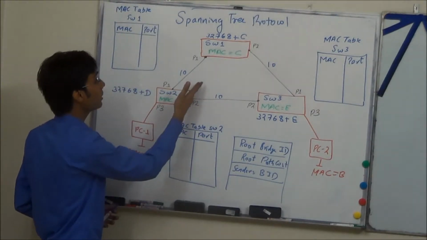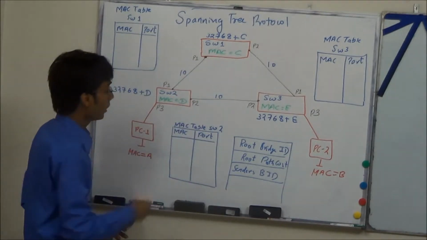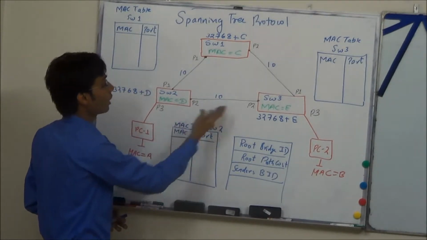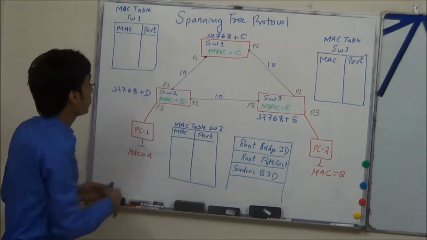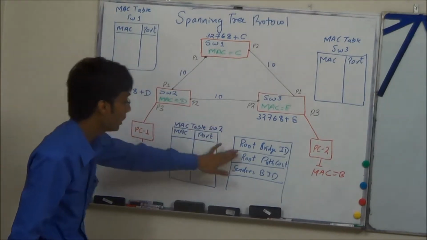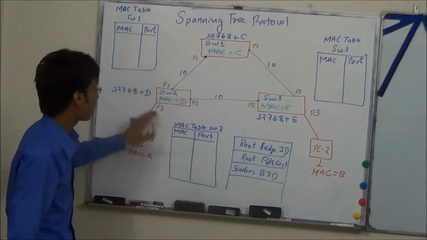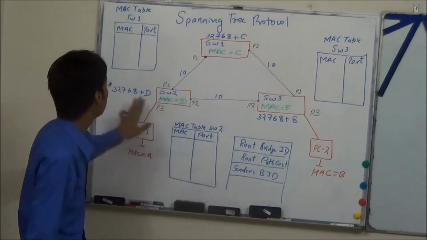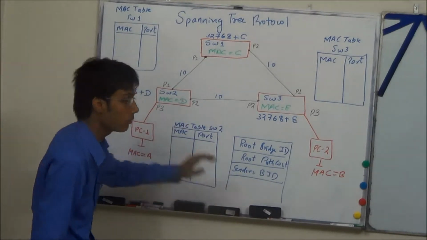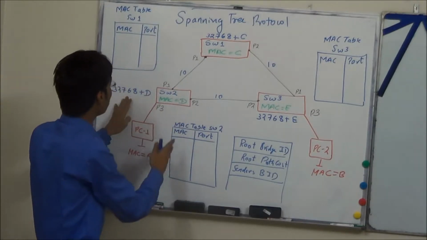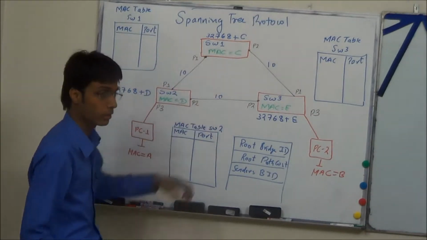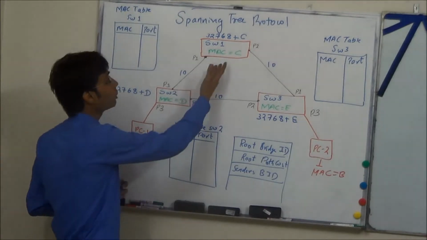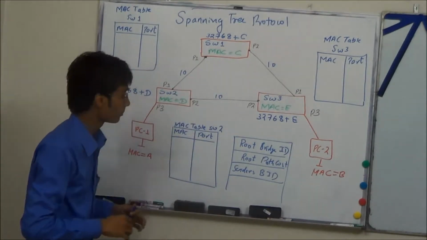Similarly, switch 2 will be sending a BPDU towards switch 1, and definitely towards switch 3, but we are considering this segment first. So switch 2 will send what? 32768 plus D, assuming itself as the root bridge, RPC 0 again, and sender bridge ID as 32768 plus D. Fine. Switch 2 received a BPDU from switch 1 and has sent a BPDU towards switch 1. It is having 2 BPDUs. Similarly, switch 1 is also having 2 BPDUs.